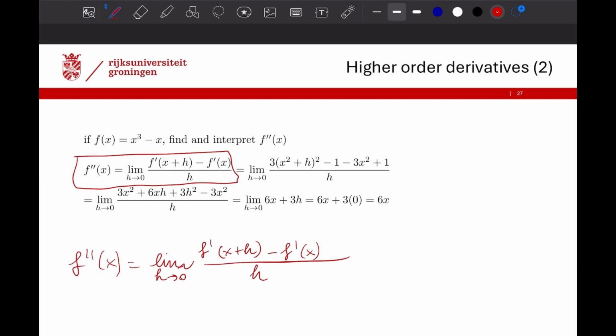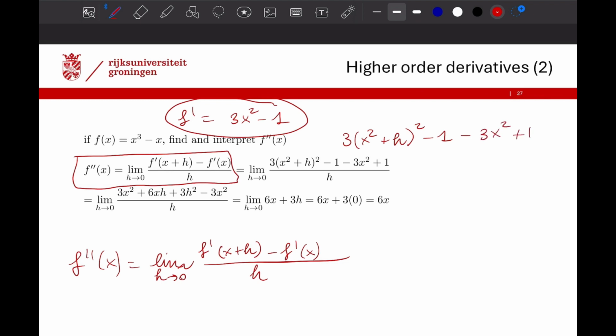So now we're not working anymore on the original function, but we're working on the derivative. So f prime is 3x squared minus 1. This is the function that we need to use. And indeed, when you evaluate it at x plus h, this becomes 3(x plus h) squared minus 1 minus 3x squared plus 1, and so on and so forth.